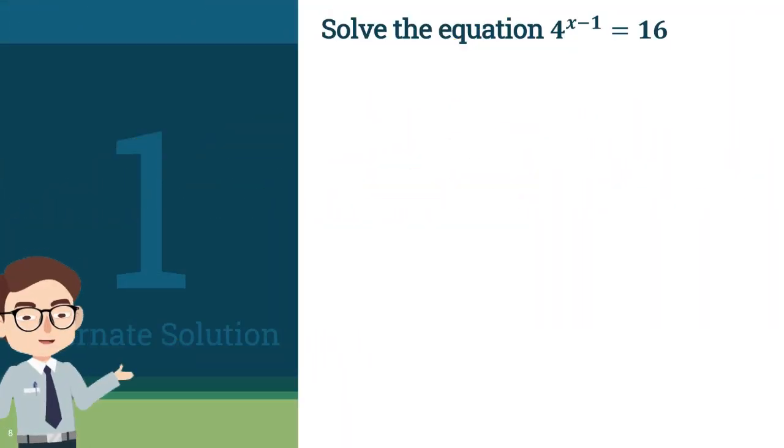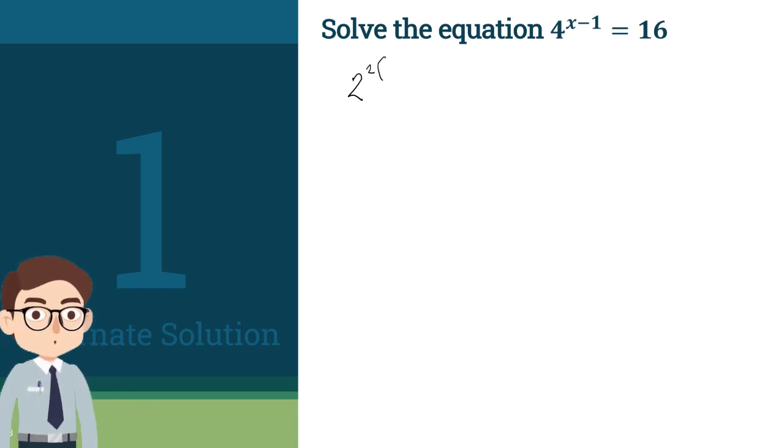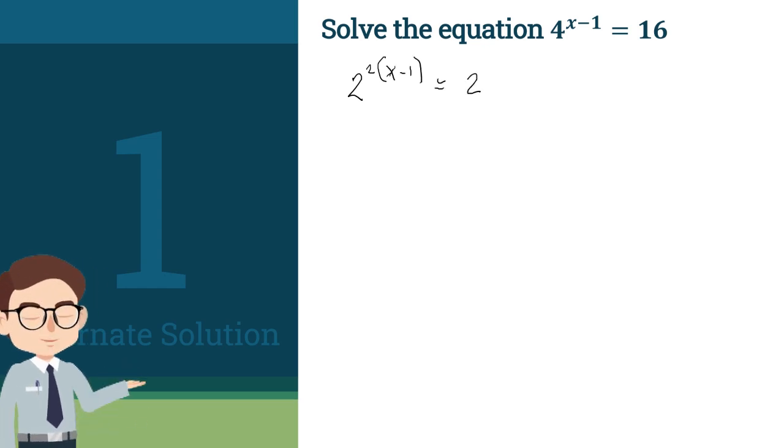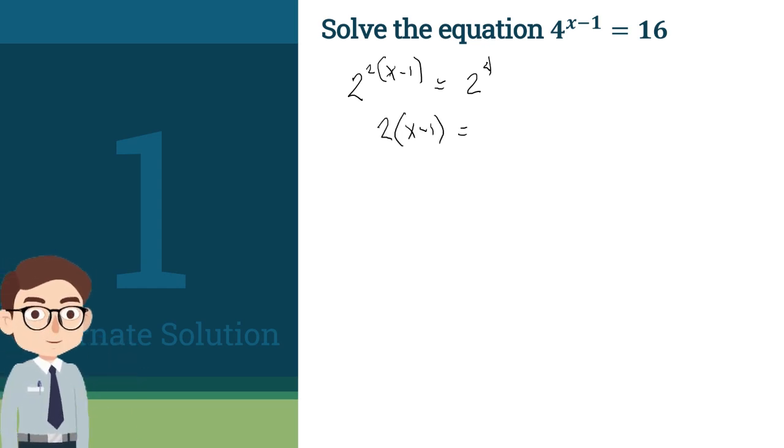Let's make the alternate solution for the equation 4 raised to x minus 1 is equal to 16. 16 is 2 raised to 4, and 4 is 2 squared. So we have 2 squared raised to x minus 1 is equal to 2 raised to 4. We have the same bases, so we will focus on the exponent, that is 2 multiplied to x minus 1 is equal to 4.